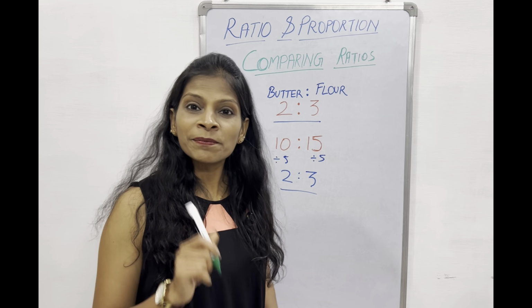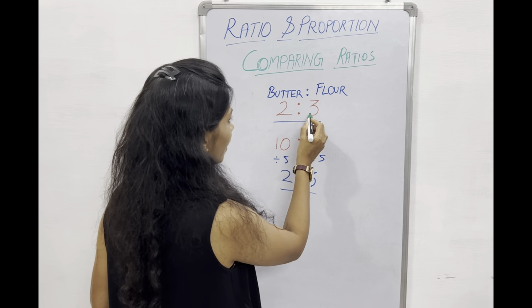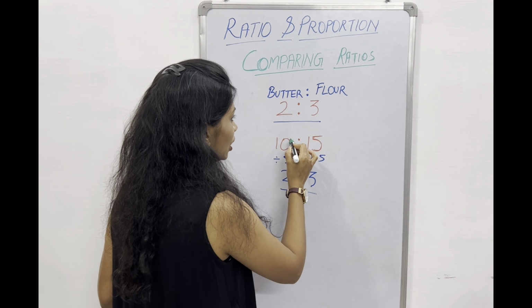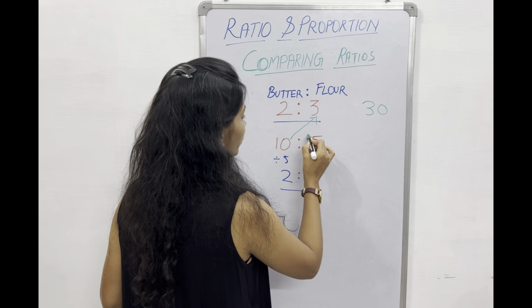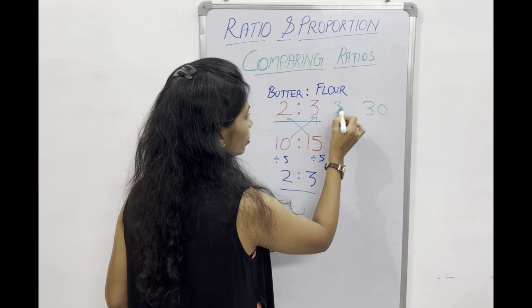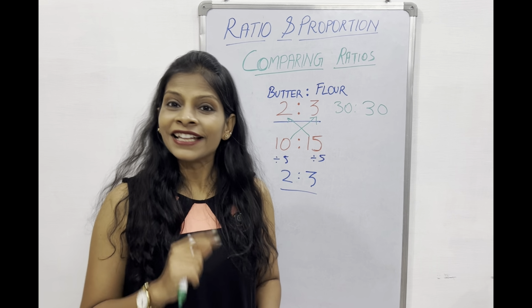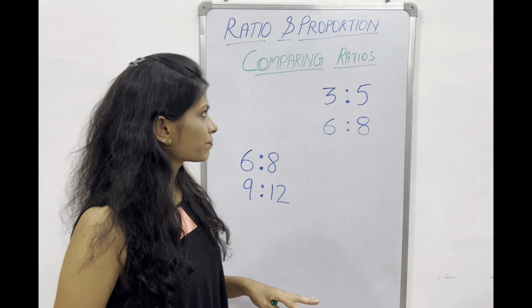Let's understand comparing ratios by one more method, which is cross multiplication. So when I have two ratios, 2 is to 3 and 10 is to 15, I will cross multiply. So 10 times 3 is 30 and 15 times 2 is also 30. So if the answers coming both ways are the same, then my ratios are equal. Let's take a few more examples.